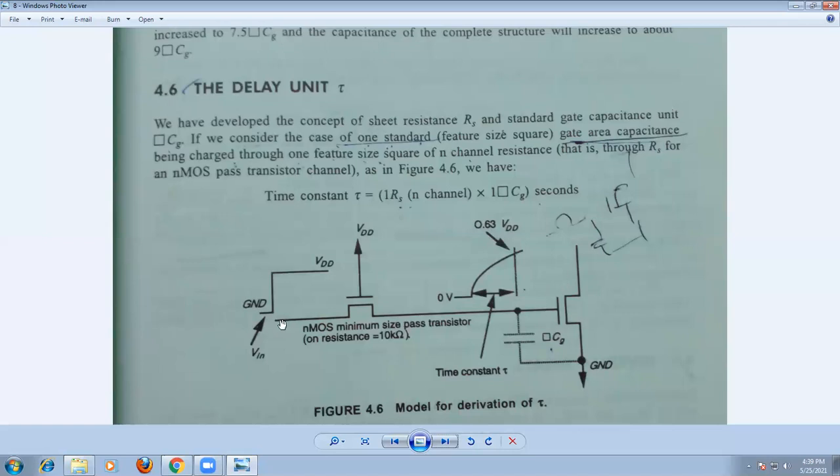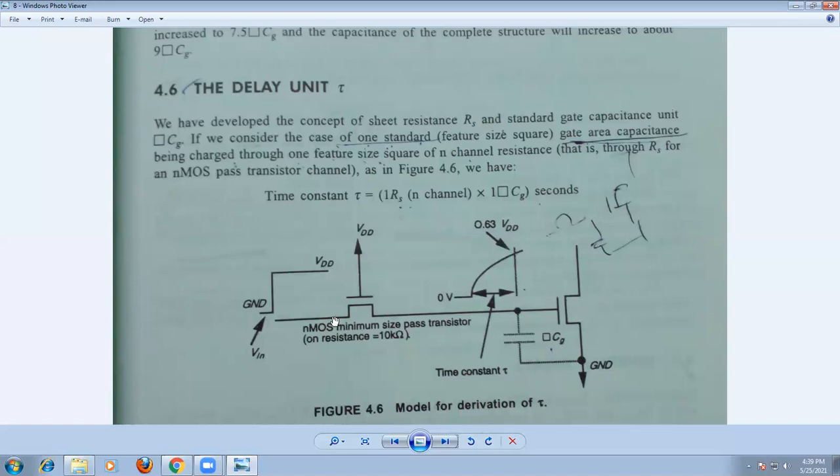So that means the drain and source resistance of the pass transistor we can call the on resistance of the pass transistor. And the parasitic capacitance that exists at the gate of the transistor, let us consider it as CG, and its value, let us take 1 square CG, because we are assuming the transistor is a feature size transistor, or a standard transistor. The size of the transistor is standard.